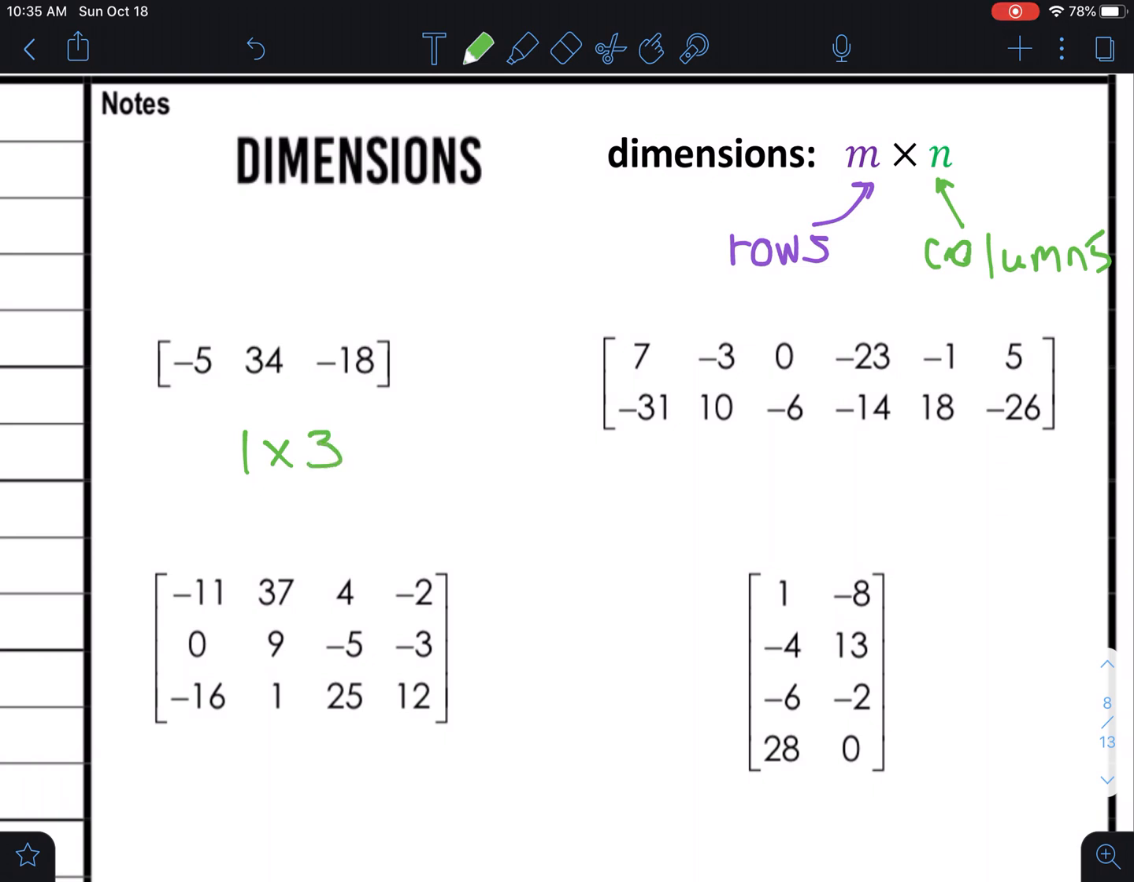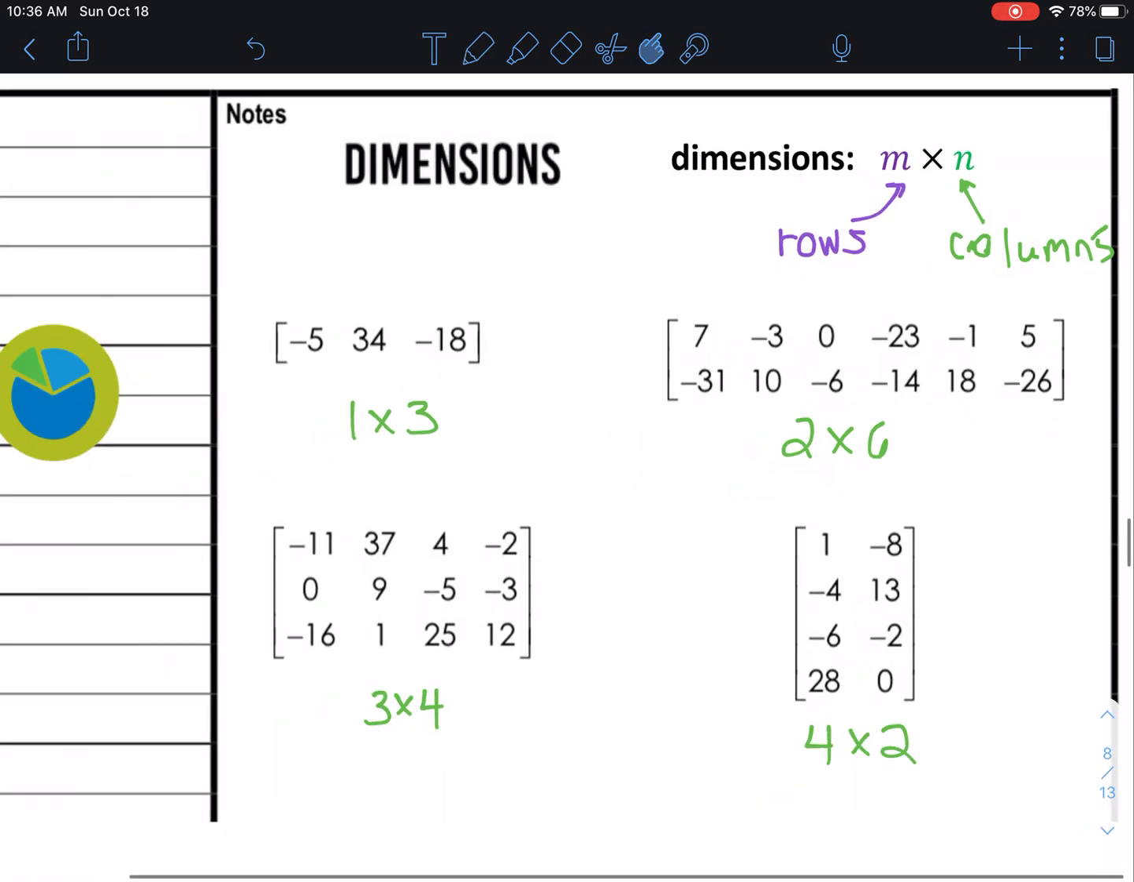This would be a 1 by 3. This here would be a 3 by 4. This one up here is a 2 by 6. And this would be a 4 by 2 matrix. Okay, hopefully that makes some sense.